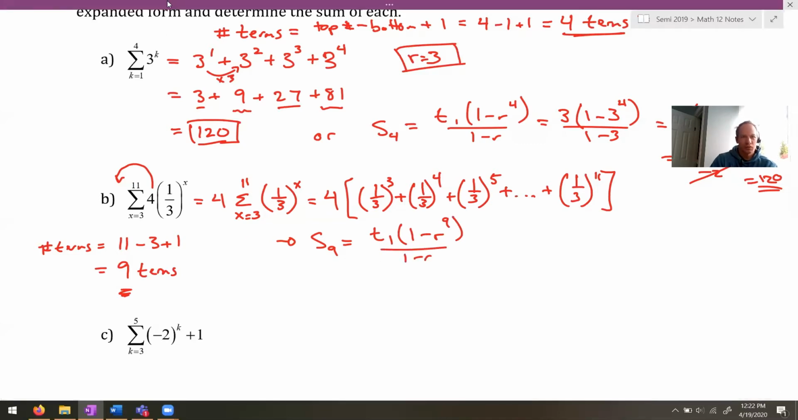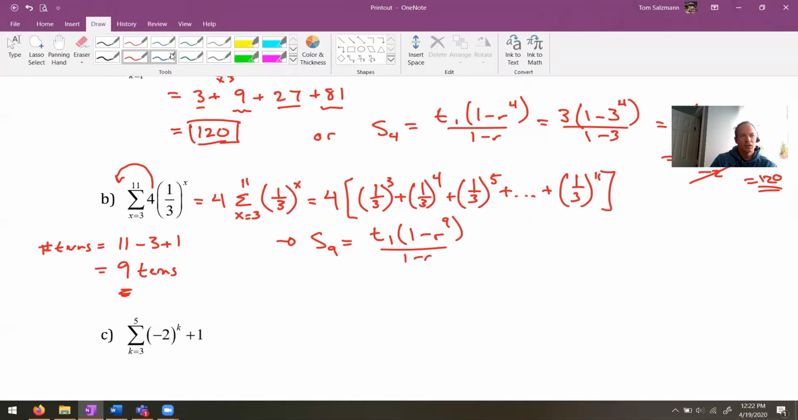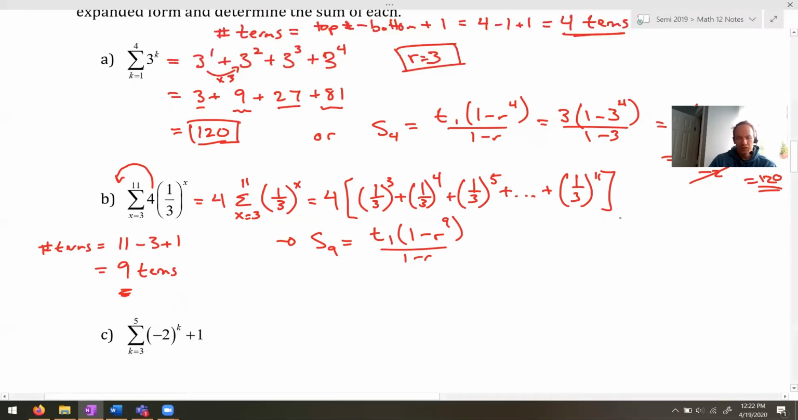So what we have to do, and I'm just going to change my color here, is look at this structure and see that we have 1 over 3 to the power of x. That's the multiplying factor. Whatever the base of the exponent is in general, that's what r is. I'm only going to give you geometric series here, so we can always use that idea. The 4 is just going to hang out.